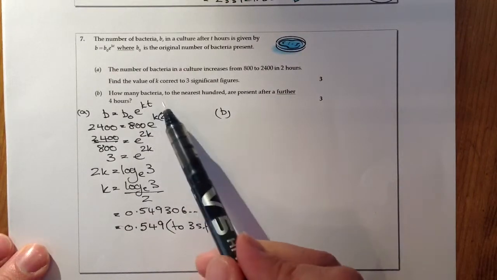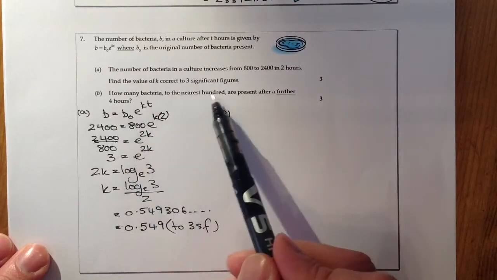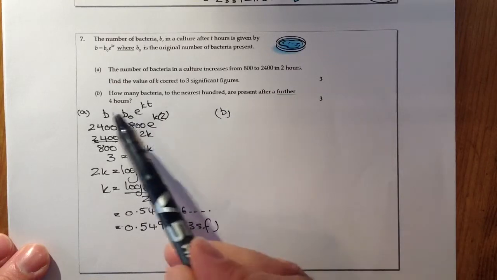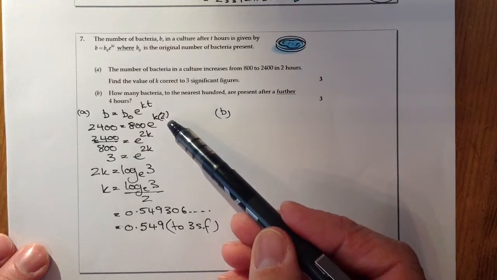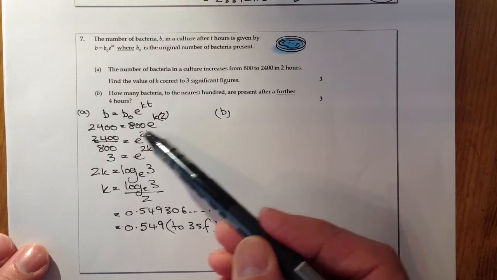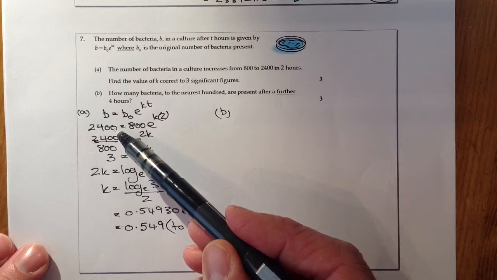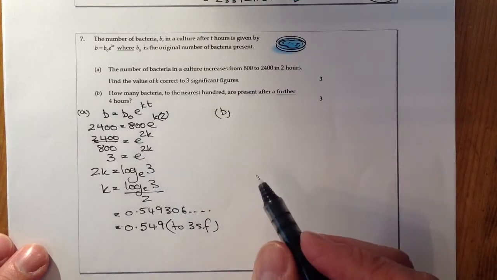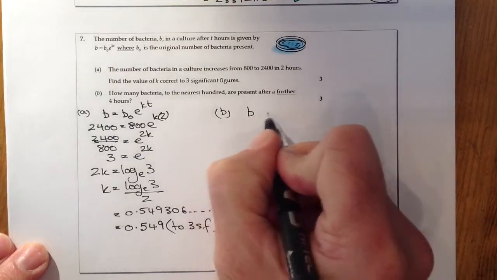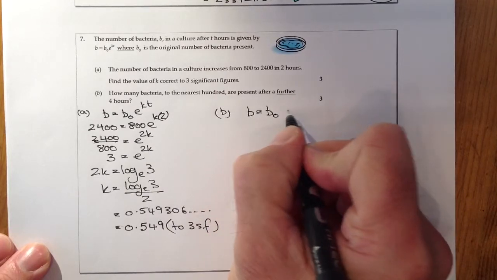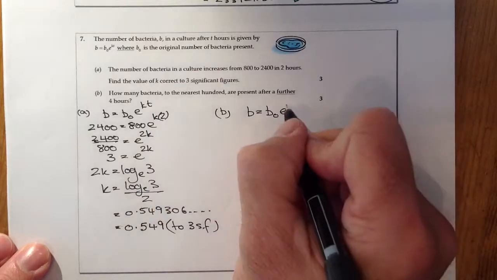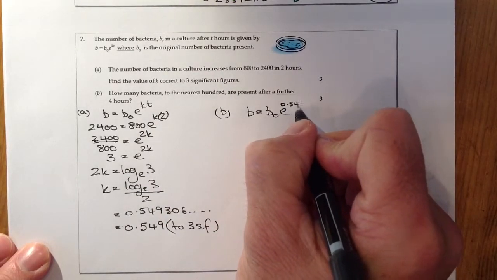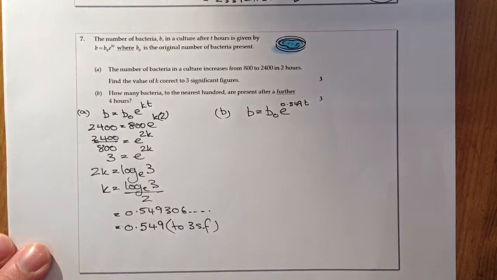Let's look at part B. How many bacteria, to the nearest 100, are present after a further 4 hours? What we can do here is start with the 2400 and add 4 hours onto that. So let's start with the formula again. B is equal to B0 e, and I can make a change here because I've now worked out the value of k, which is 0.549, times whatever time we have there.